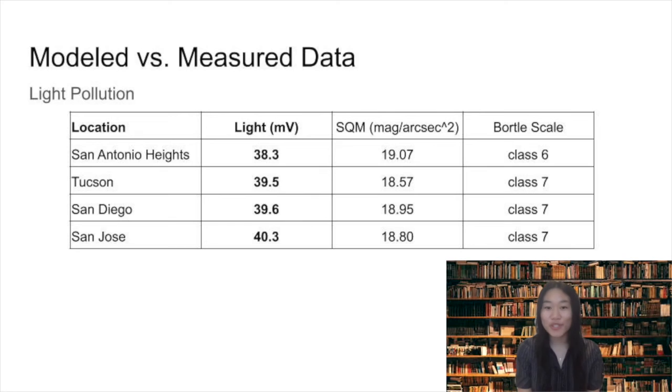The measured light pollution at each location is consistent with the light pollution model. According to the model, the sky quality meter should be negatively correlated with measured light values. So as expected, the largest sky quality meter value of 19.07 corresponds to the lowest light level of 38.3 millivolts.